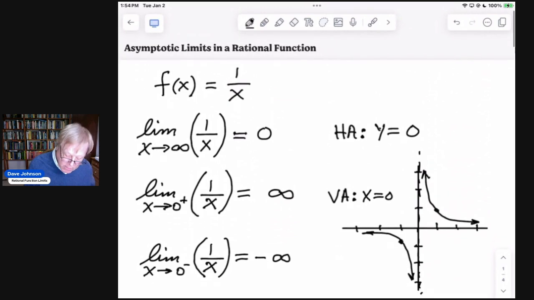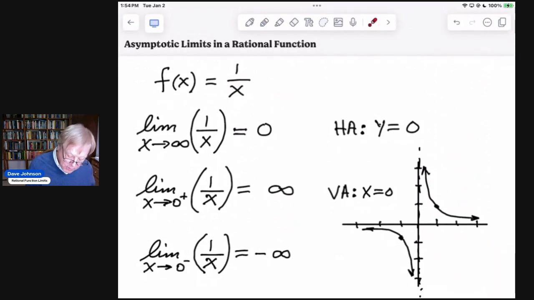Oh, and I do want to mention, so for horizontal asymptotes, you may have learned that there are some rules that allow you to determine what the horizontal asymptote is. If the degree of the numerator is less than the degree of the denominator, then the horizontal asymptote is going to be y equals 0. So we've seen that's actually consistent with that rule that you learned. If the numerator degree is equal to the denominator degree, which it's not in this case, then it does something different. I'm going to show you that in the next example.